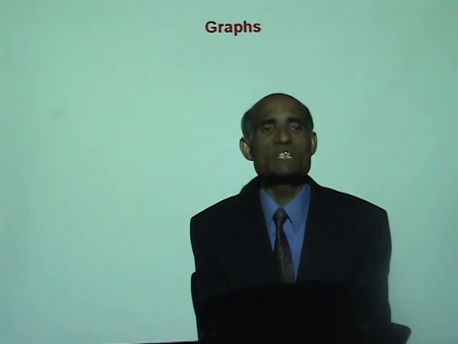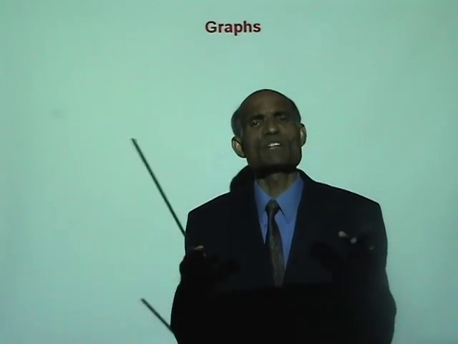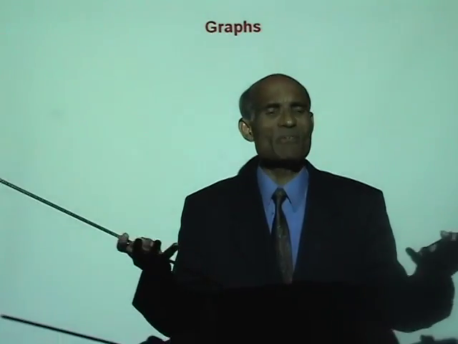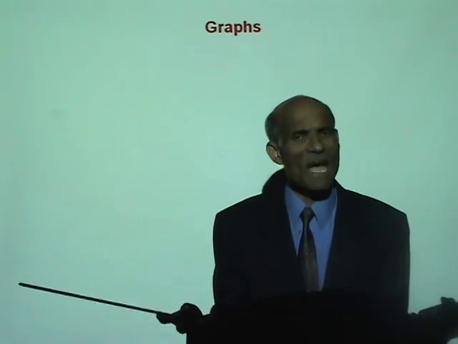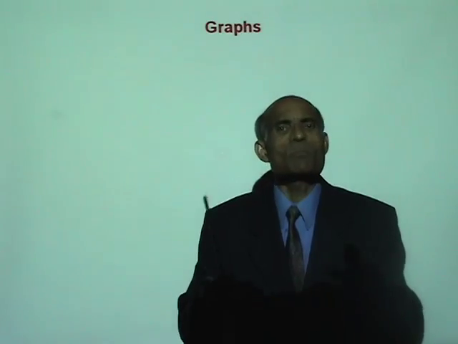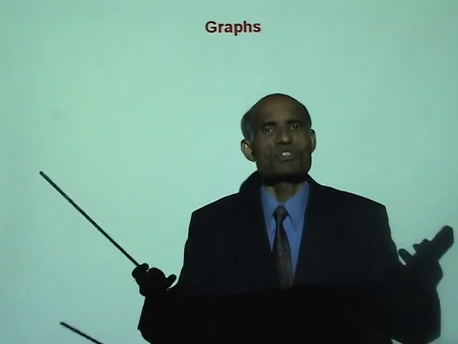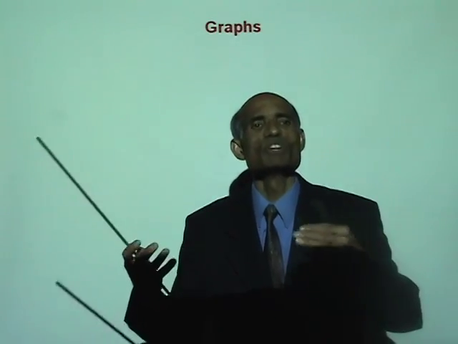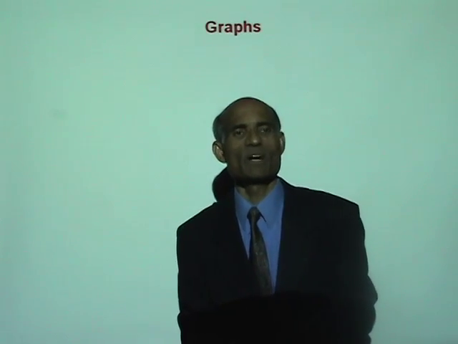Let's see how we can represent these variations by drawing graphs. I hope most of you have an understanding of what a graph is. What is a graph? A graph actually is a picture showing how one variable changes with respect to another. For example, let me take our old example that we had: the amount of money equal to 10 times the number of hours.